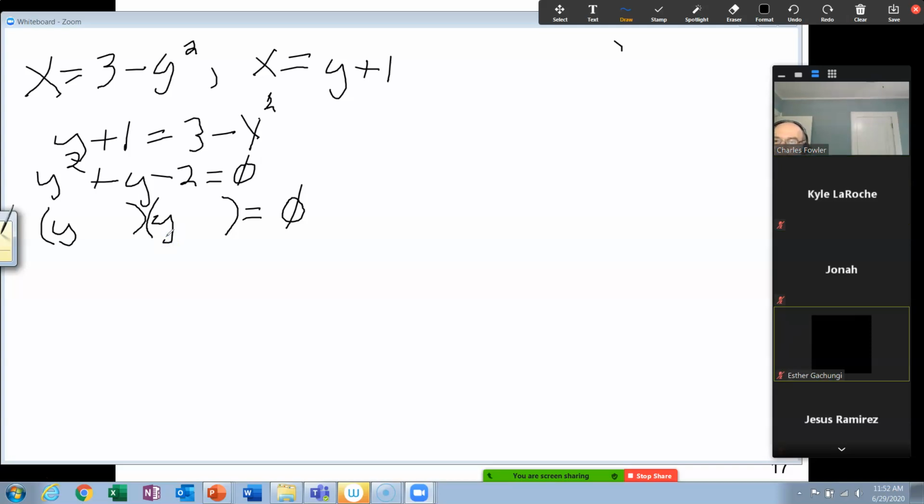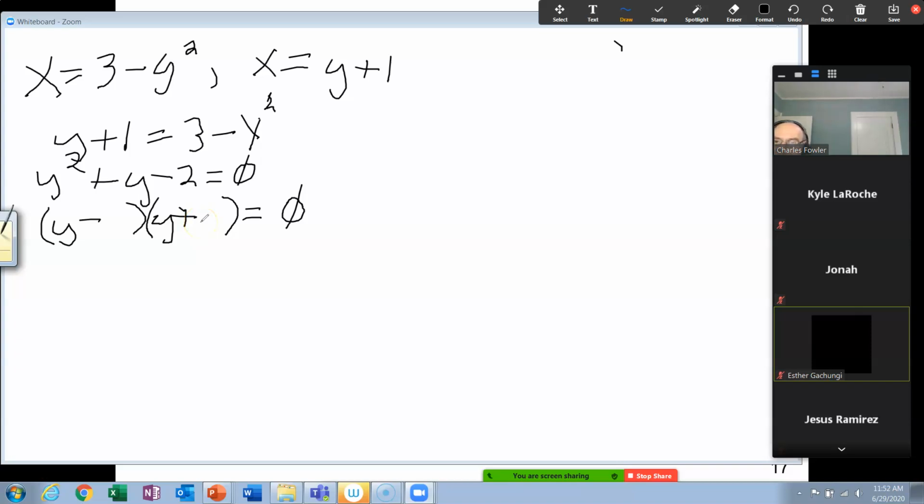Where we look next is the sign of the last term, a minus sign. What does that tell you about these two signs? Okay, one's a minus and one's a plus. They've got to be different.